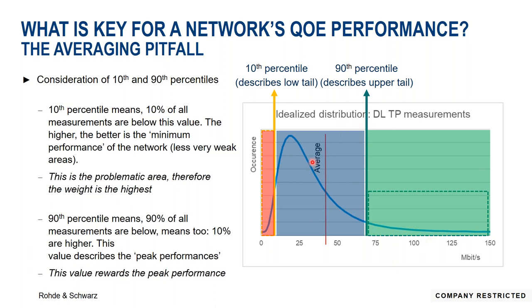Because in the past, we were always looking at, let's say, the average data rate, for example. But we always neglected the fact that there are certain places where there are very, very poor data rates, or where the network performs very well in certain high density areas. So in the network performance score, we do not only look at the average, but we also consider the 10th and 90th percentiles. 10th percentile means the worst areas, the poorest 10% of what the users are experiencing. And the 90th percentile is the best 10% of the network, where the users are experiencing the best performance.